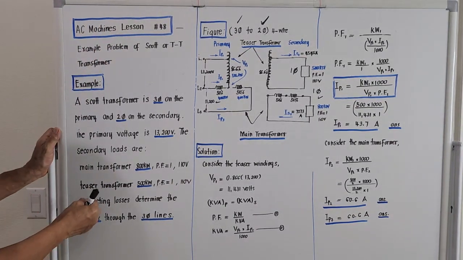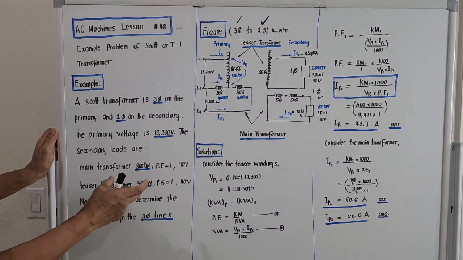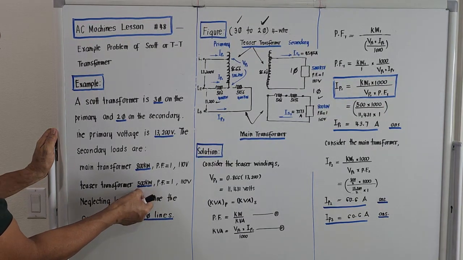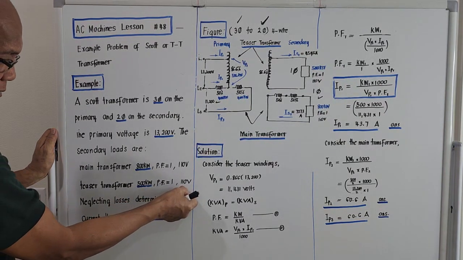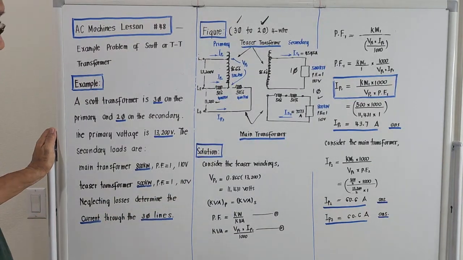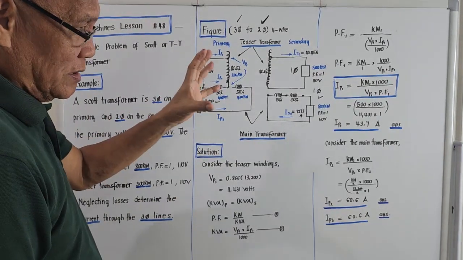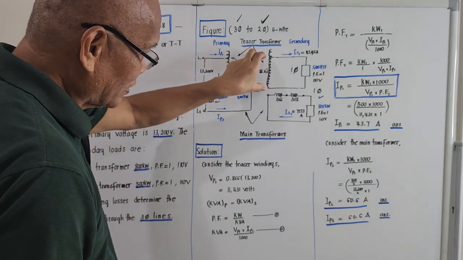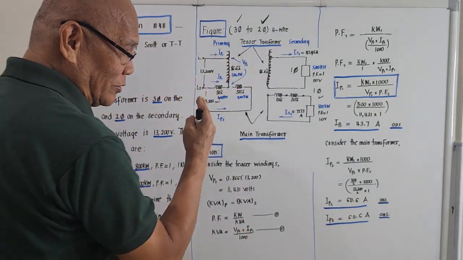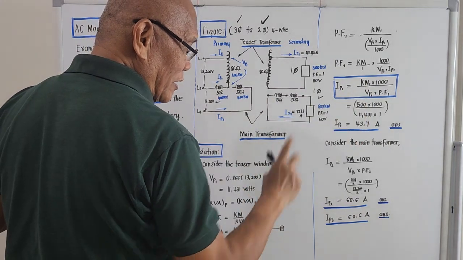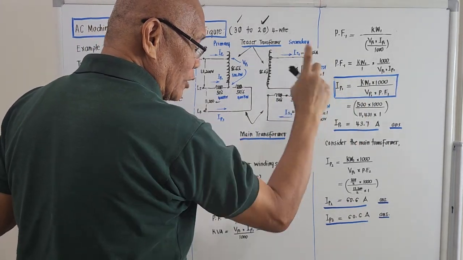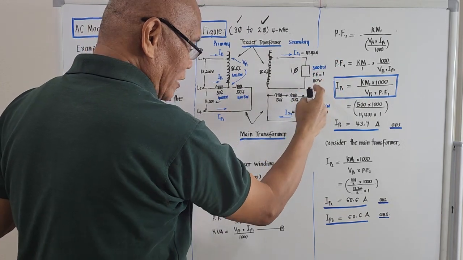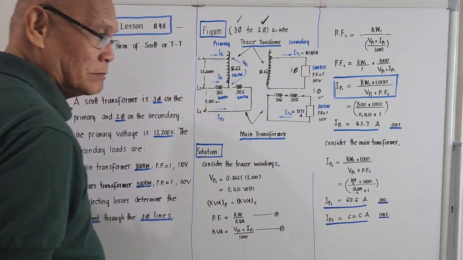For the teaser transformer, the total true power connected is 500 kilowatts, power factor is 1, and the voltage is 110 volts. Where is the teaser? Teaser is the transformer with the 86.6% tapping, the primary side, secondary side. On the secondary side of the teaser transformer, there is a single phase load, in which the total value is 500 kilowatts, power factor is equal to 1, and the voltage is 110 volts.